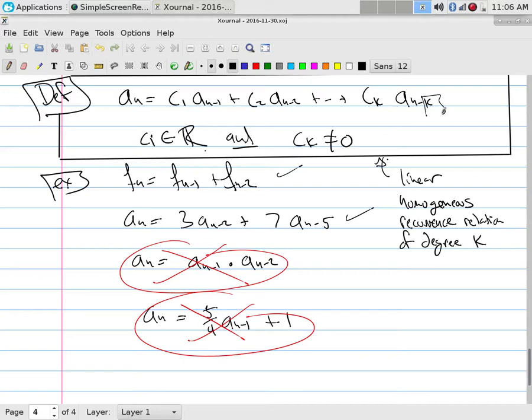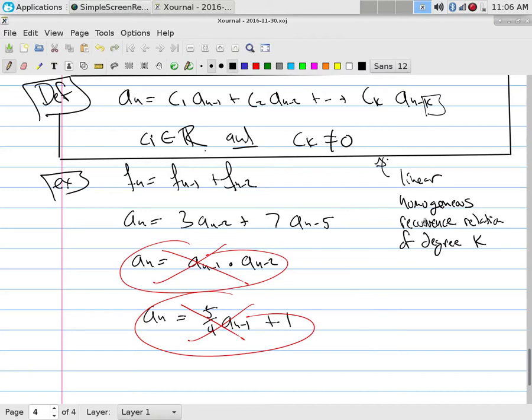It simply says, how far in the past do I need to go? For example, what is the degree of the Fibonacci? How far ago do I need to go? 2. So it's degree 2. What's the degree of this guy? How far into the past did he have to go? 5. So he's degree 5. So that tells you how far in the past you need to go to be able to generate your next values.